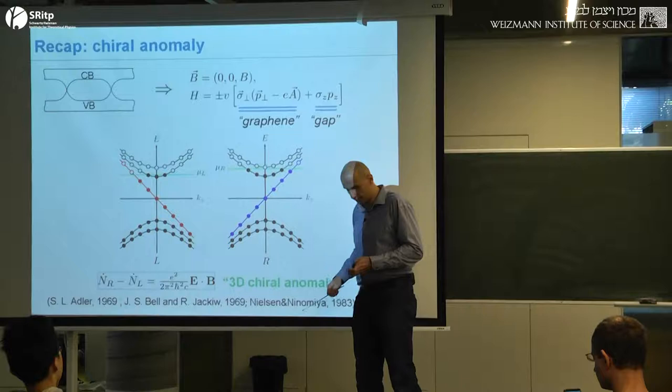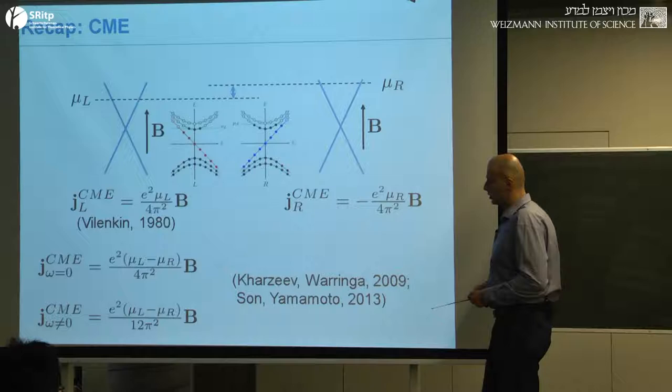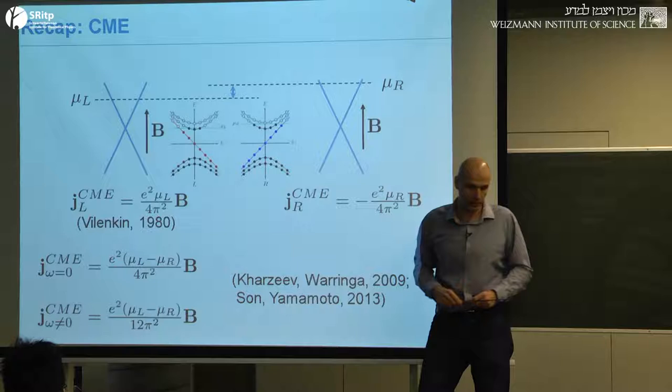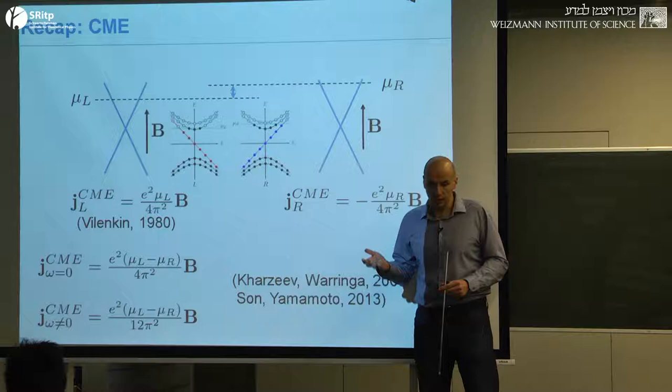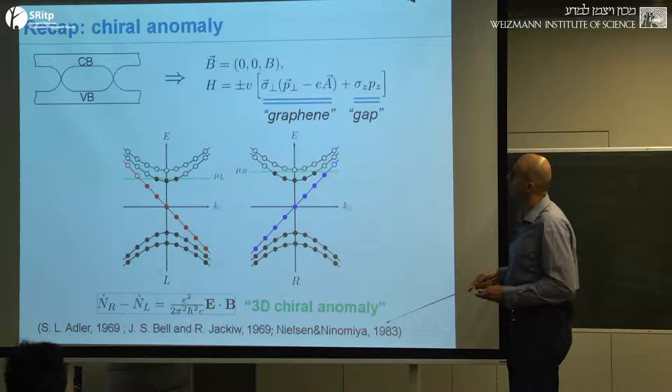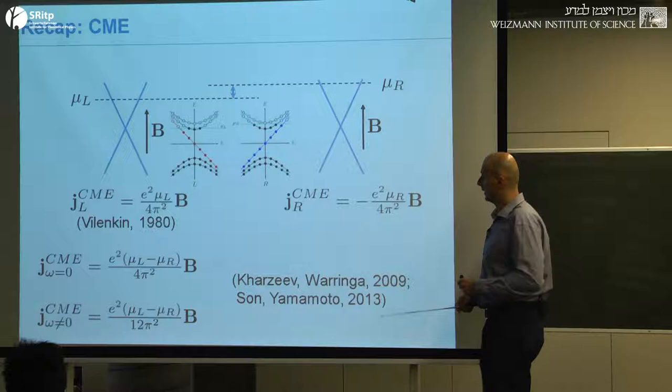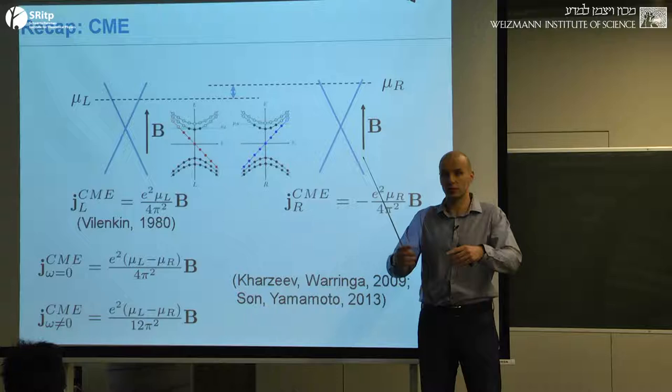So the chiral magnetic effect referred to the existence of a current flowing along the magnetic field in the presence of the chiral imbalance between the valleys with opposite chiralities. So if you will, the chiral magnetic effect is the inverse effect with respect to the chiral anomaly. The chiral anomaly tells you the following: if you have an electric field and a magnetic field, you will basically create bias in the two valleys. And the chiral magnetic effect tells you that if you have a magnetic field and a bias, you will create current. Okay, so it's sort of an inverse effect.